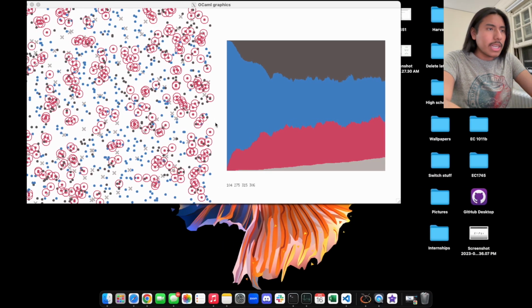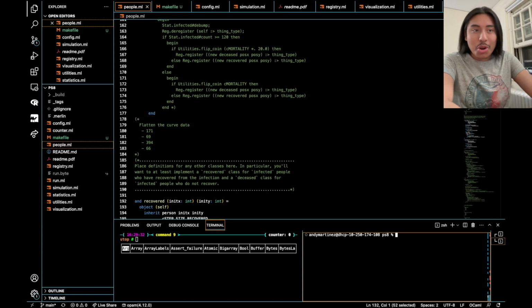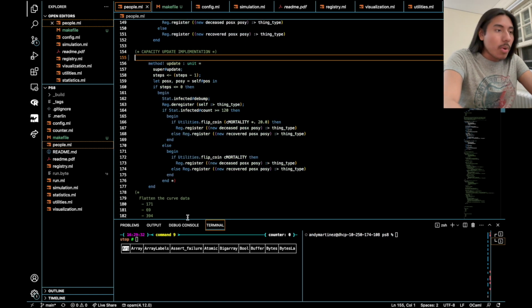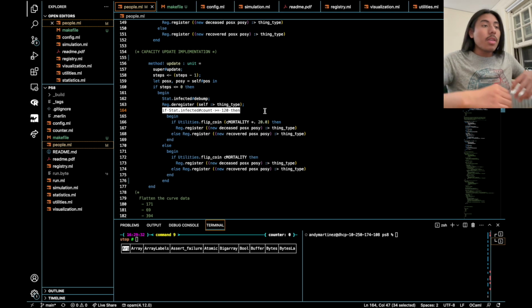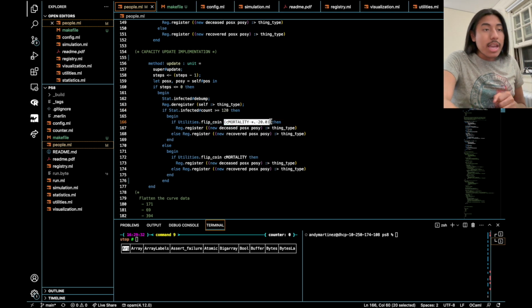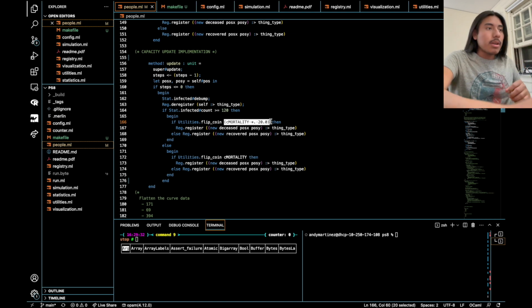So my first extension had to do with flattening the curve. Basically, after we reach a certain point, in this case, once the number of infected people exceeds 120, the mortality rate increases. By how much? You can see it right here. It increases 20-fold, and that's a pretty drastic change, but that's just so that the effects of this increased mortality rate are far more apparent.